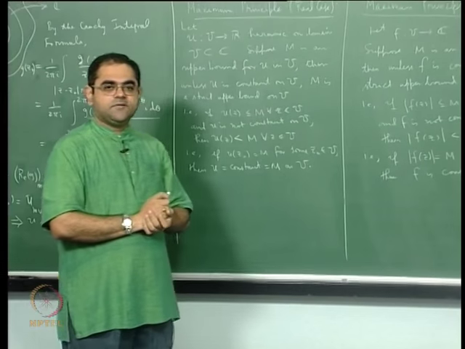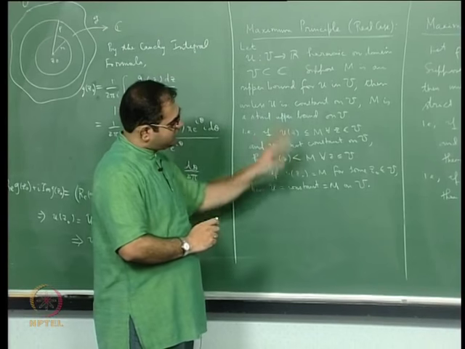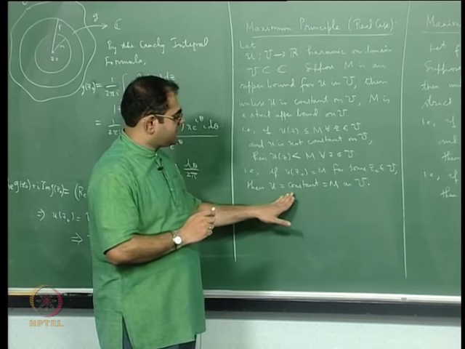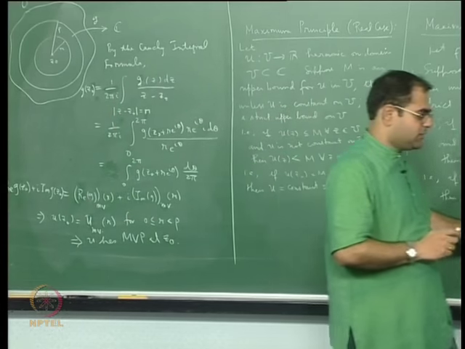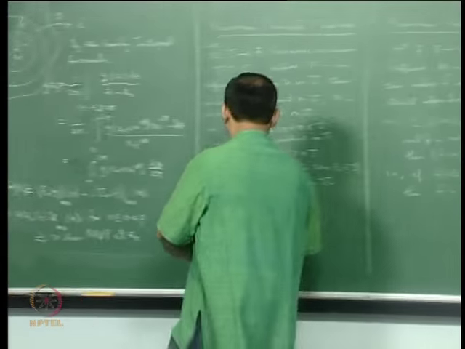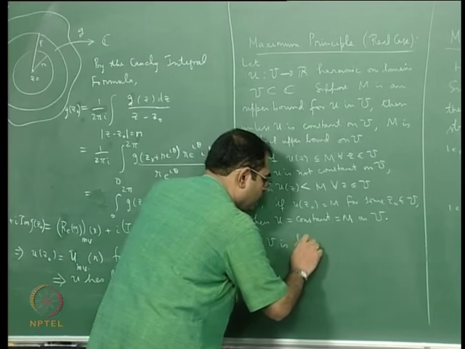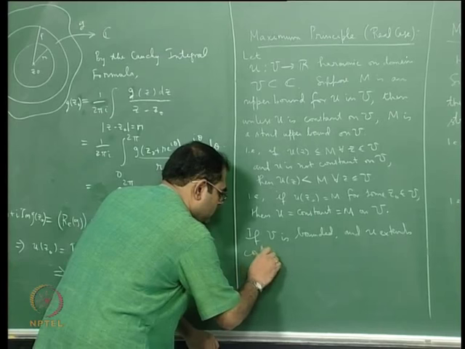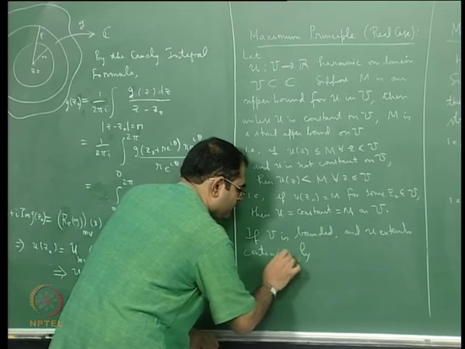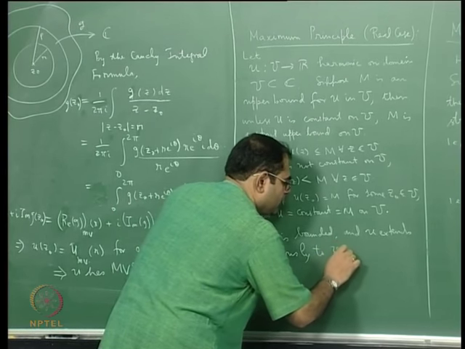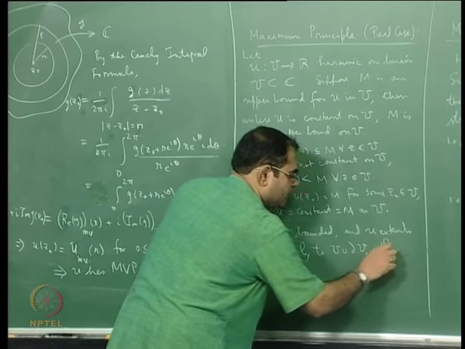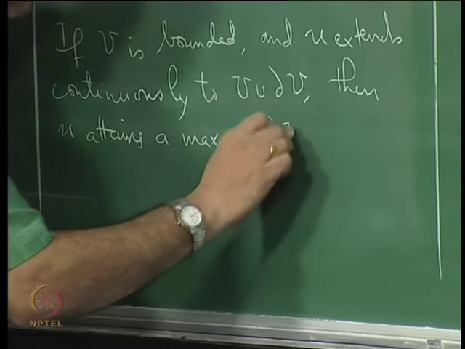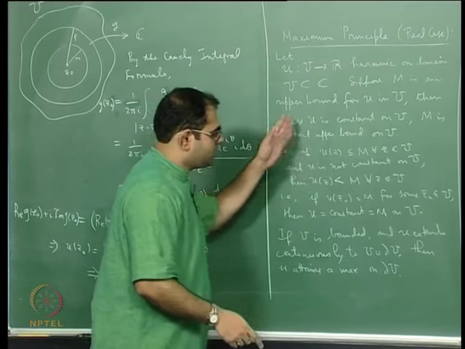And the usual version that we often use is the contrapositive of this, which is that if your domain is bounded, then f attains, in the real case, the maximum on the boundary. In the complex case, the maximum modulus is attained on the boundary. So let me write that also. If U is bounded and u extends continuously to U union dou U, dou U is the boundary of U, then u attains a maximum on the boundary. So this is the version that you are all familiar with, which is also equivalent to that.